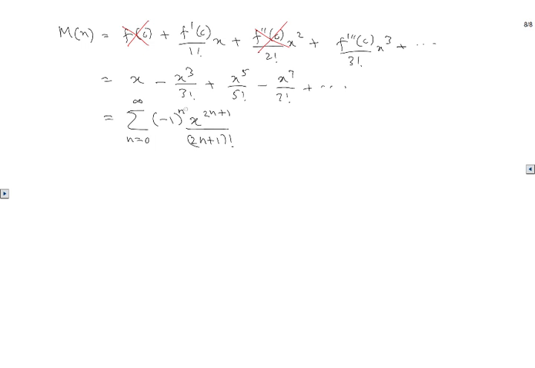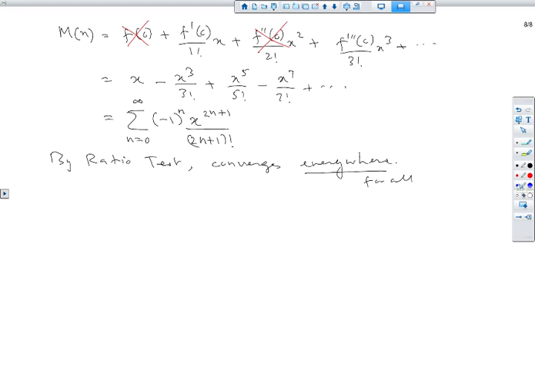Okay, that's a formula. And then we can see that by the ratio test, I'm not going to do it, I just say it. By the ratio test, you can see that it converges everywhere, because you can see that the limit goes to 0, for all x. So because of that, we can write this result finally like that.